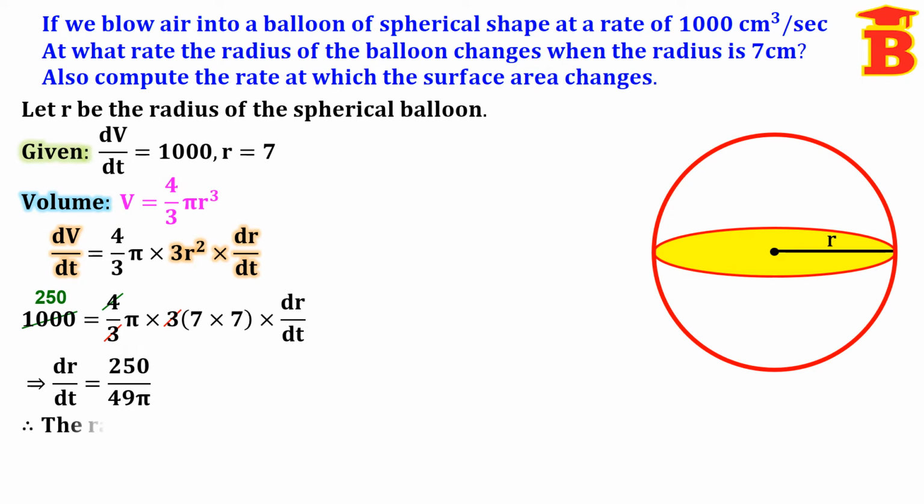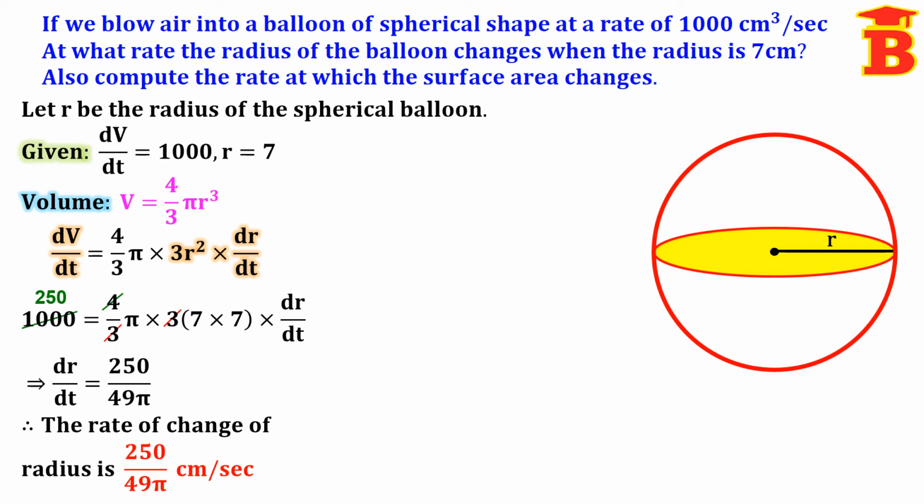Finally write the answer. The rate of change of radius is 250 divided by 49 pi centimeter per second. So the given unit is centimeter per second. Remember, for volume only we have to write cubic units, and for area we have to write square units.